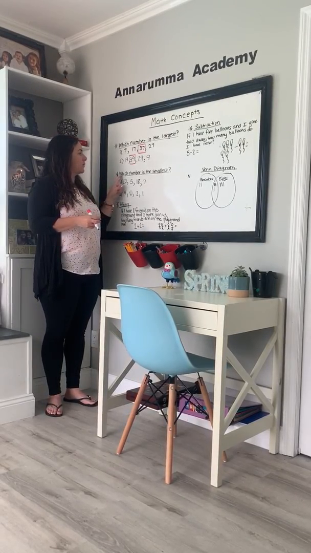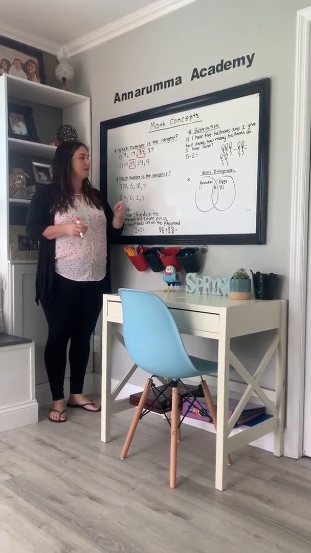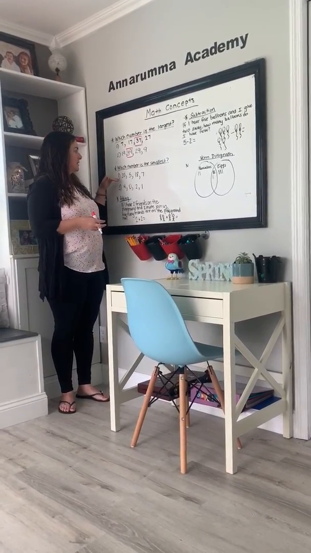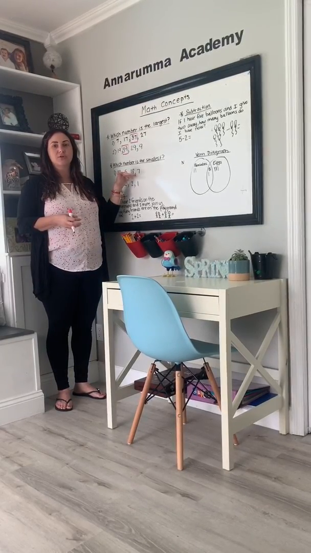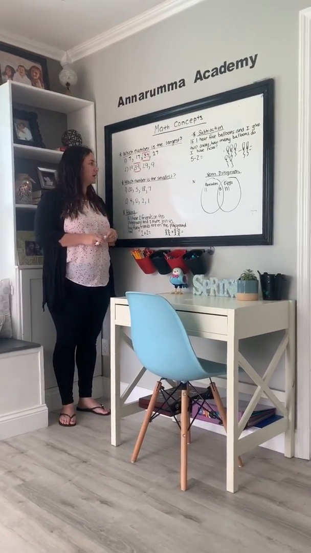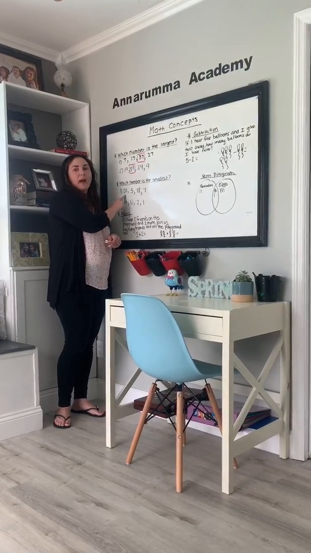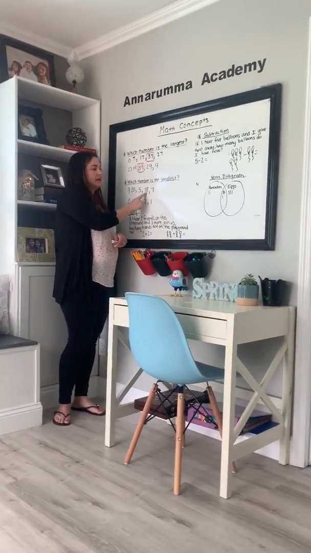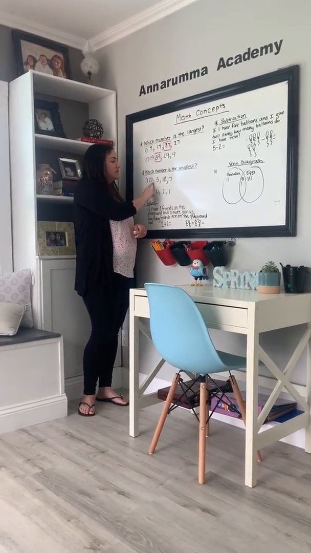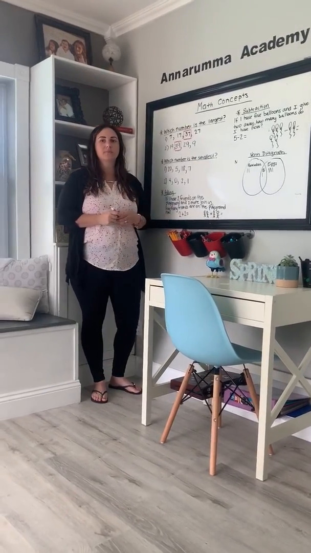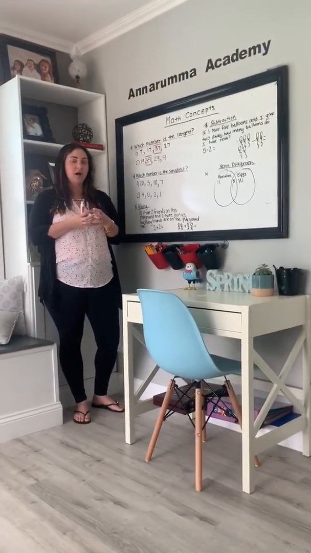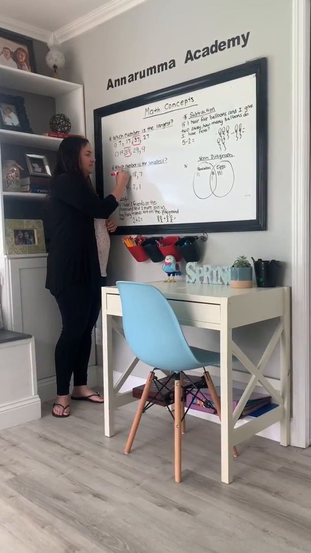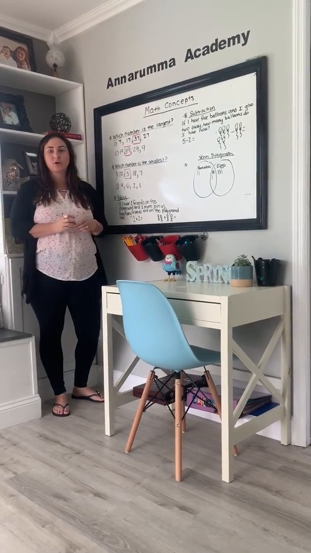Okay, now we need to look at which number is the smallest. The smallest means that it's the least amount. So I'm going to read four different numbers to you, and I want you to tell me which number is the smallest. So we have 20, 5, 18, and 7. Out of these four numbers, which one would be the least amount, the smallest? Did you say 5? If you said 5, you are correct.